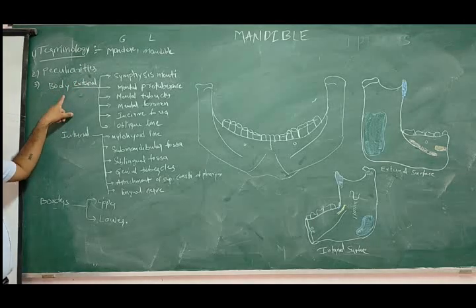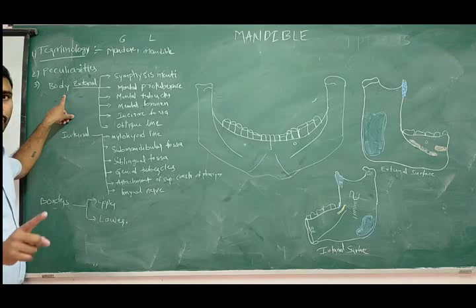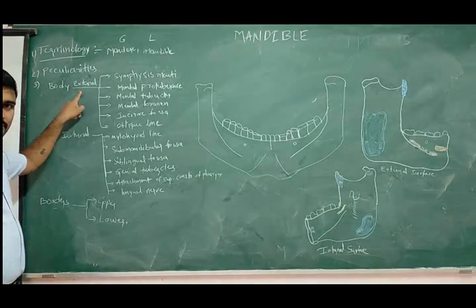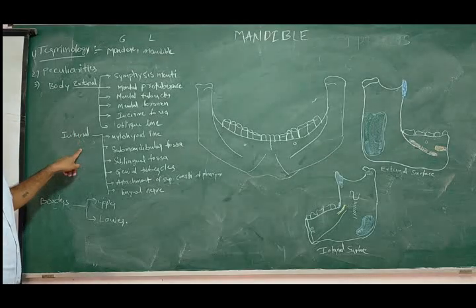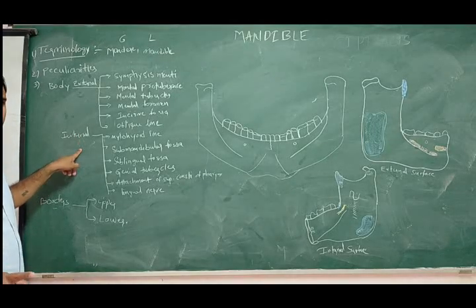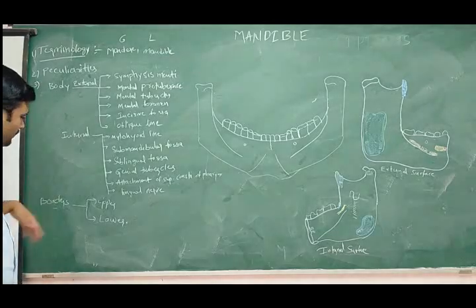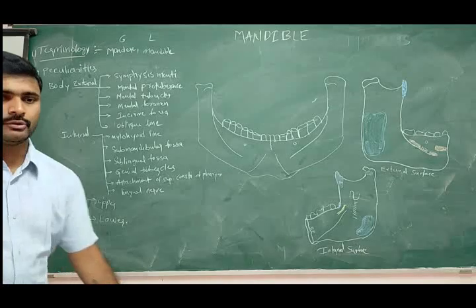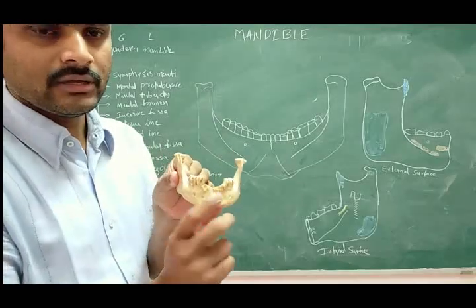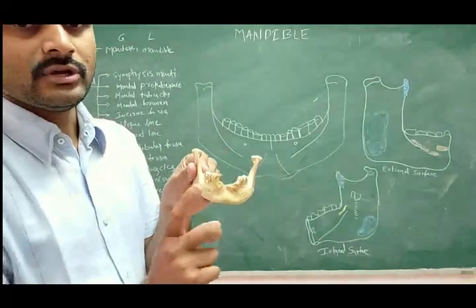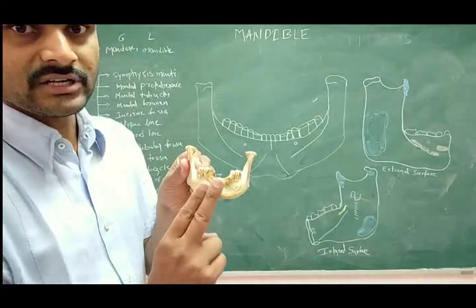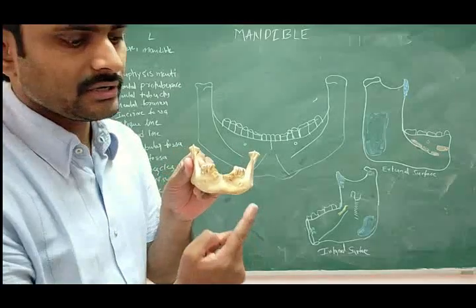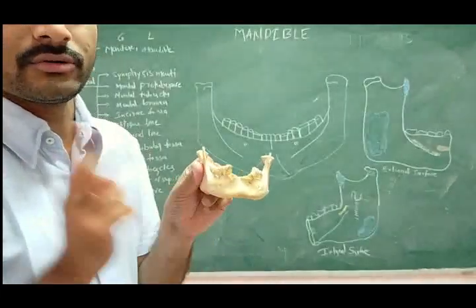Then the body. The mandible has two parts: one is the body, and the second is the ramus. In the body, we see the external surface and the internal surface. Two surfaces are present, and I will explain them one by one. After that, we see two borders: the upper border and the lower border. This is the body, and this part is called the ramus.